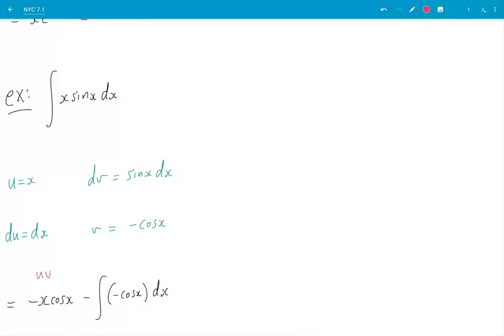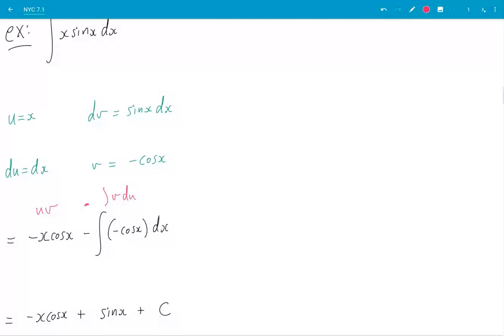So this is uv minus integral v du. You may want to take a step in here to simplify the double negative here. I don't do that. I just notice that this integral is going to be nice and simple, which was the whole point of integration by parts.